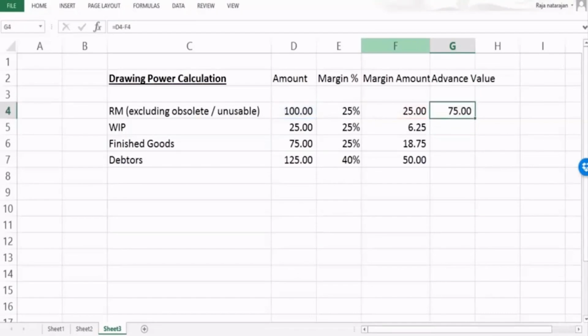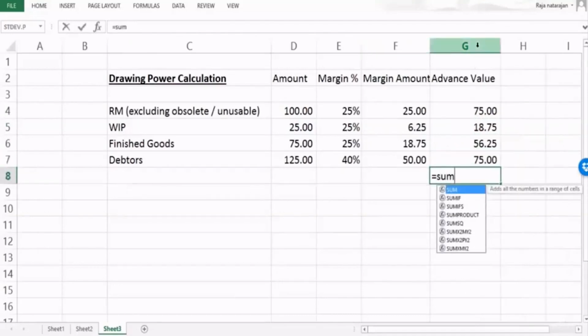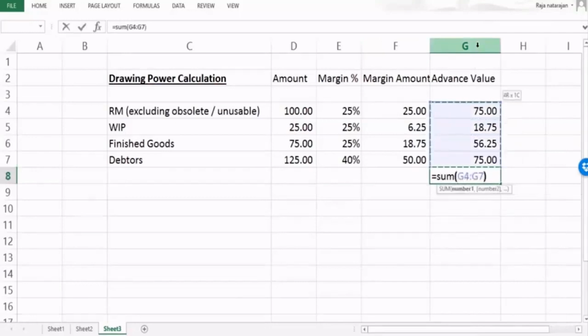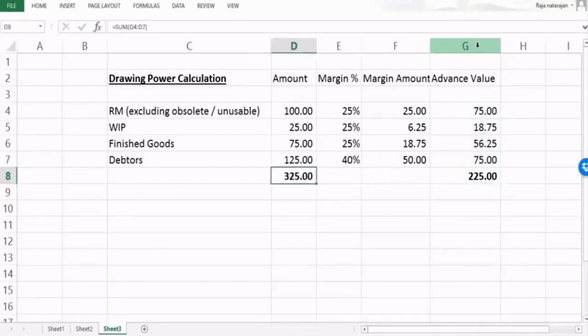So bank would be ready to fund 75 against raw material, because 100 minus margin of 25. Then with regard to work in progress, they would be interested in lending 18.75. That's nothing but 25 minus 6.25. Against finished goods, it's going to be 56.25. Against debtors, it's going to be 75. So let's total this. It's going to be the sum of all this, and the total is 225. So this is what the bank is going to lend for the current assets of 325.